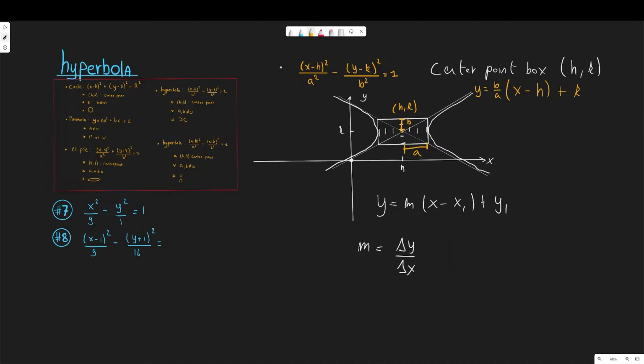So for the asymptote going downwards, we have that the slope, which is equal to the change in y over the change in x, will be equal to negative b over a, because now we're going in the opposite direction of b, so this will be negative b over a.